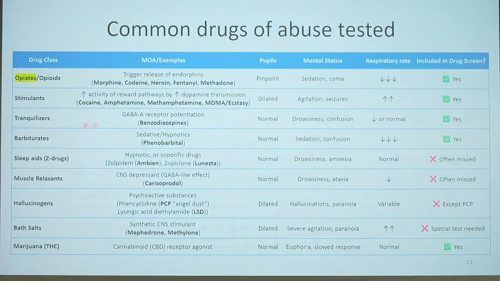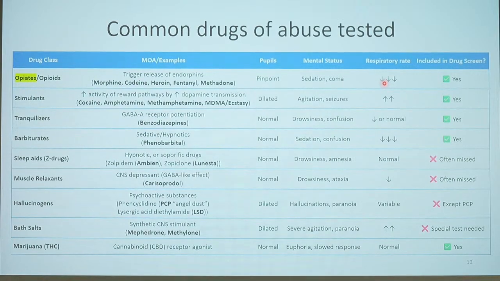So we have opiates. Opiates are natural drugs, and opioids are natural and synthetic compounds, and we know their mechanism of action. When I think about opioids, I think immediately about decreased respiratory rate. They also present with pinpoint pupils, and in severe cases, coma and death can occur if that respiratory rate falls too low.